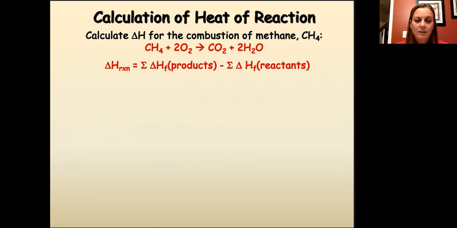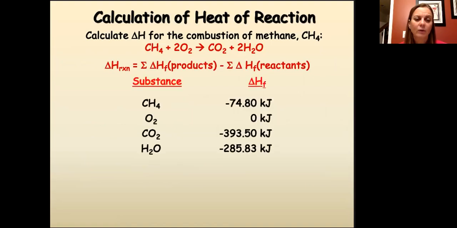We're going to go look these up in our table, and we're going to find that the enthalpy of formation of methane is negative 74.80 kilojoules. The enthalpy of formation of oxygen is 0 because it's an element in its stable form. The enthalpy of formation of carbon dioxide is negative 393.50, and of water is negative 285.83.